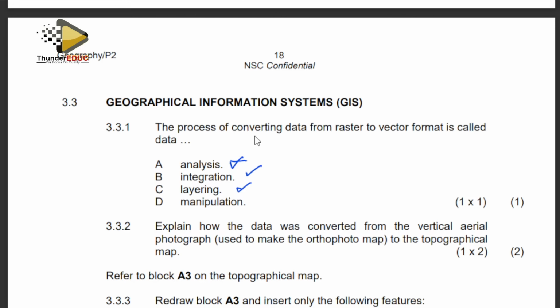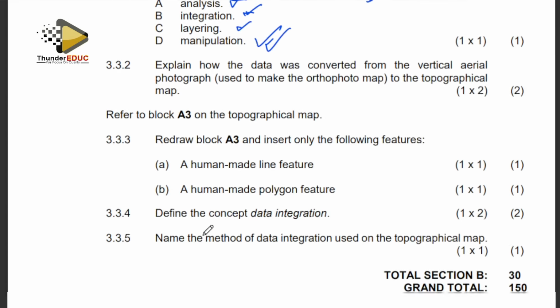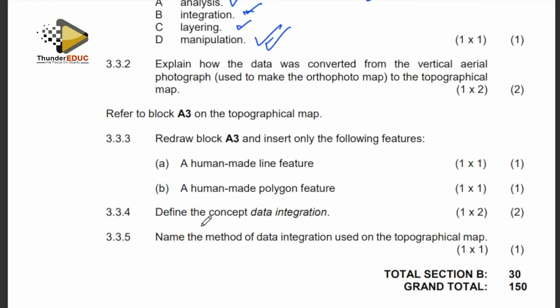Analysis is when you look at data critically, and you might not integrate it. Integration is putting data together. Data layering is putting data on top of each other, and therefore the only option that you are remaining with is manipulation. Manipulation is the process of converting data from raster data to vector format. So the answer there is only D. It's manipulation, when you can play with the data for your advantage. All right.